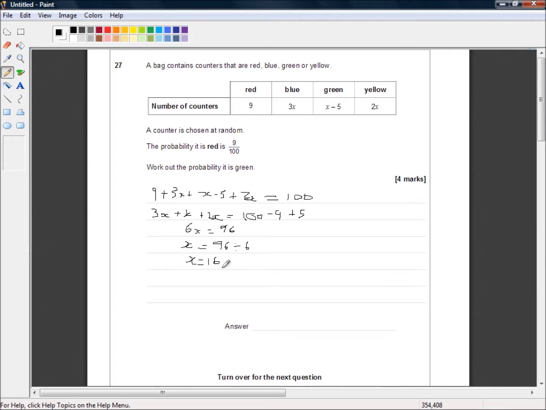Now we know that x is 16 though, we can't stop there because we want to know the probability of picking a green counter. So the number of green counters are x minus 5. So I'm going to say green is equal to x minus 5, which is equal to 16 minus 5, which is equal to 11. And we remember that there are 100 counters in total, so the probability of picking a green counter is 11 out of 100.